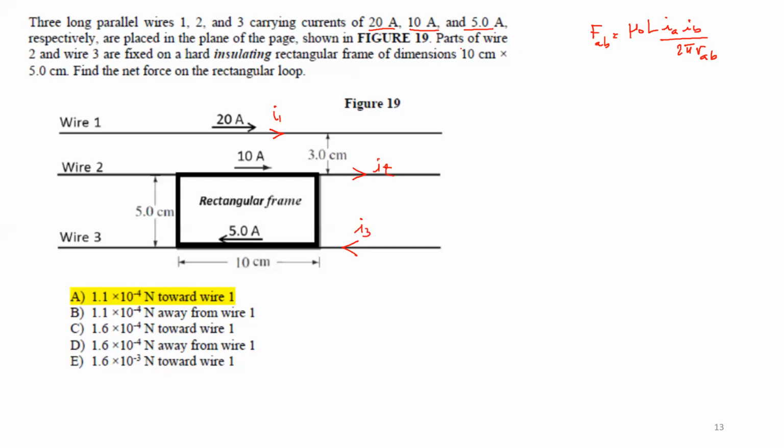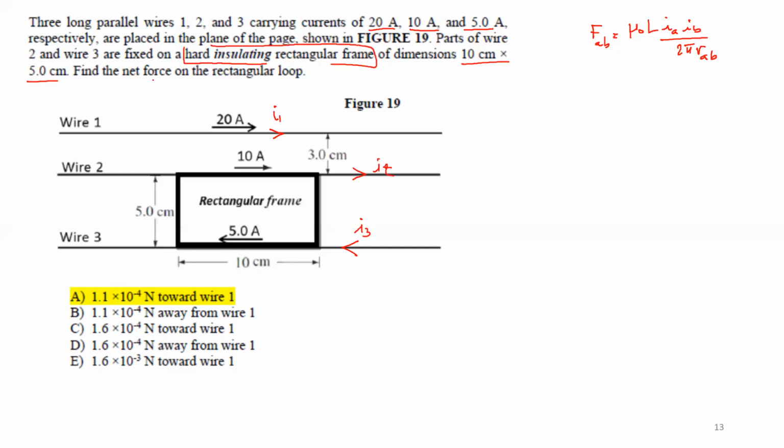So part of wire 2 and 3 are fixed to a hard insulating frame. Here, this is very important. It's insulating, so it's just fixed to it. So actually the force is between the wires, okay? Because this rectangular frame is just insulating. And I give you the dimensions.